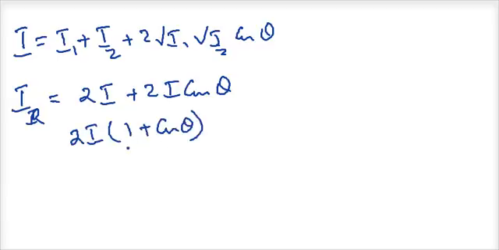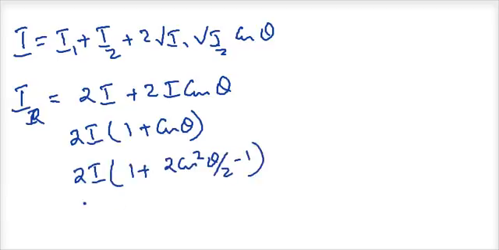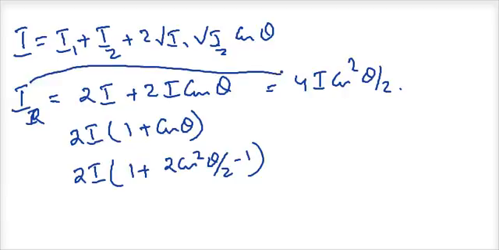In certain books what they have done is this: 1 plus cos theta can be converted into 1 plus 2 cos squared theta by 2 minus 1. So I can say it is equal to 4 times I into cos squared theta by 2. So the resultant intensity is equal to 4 times I into cos squared theta by 2. Okay, so now we will do some problems trying to cover or explain these things a little better.